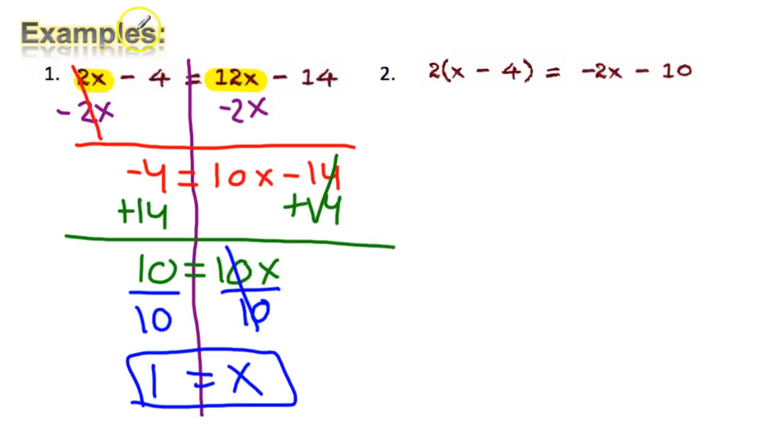You can go back and formally check this. I'm going to try to do this one in my head. So if I put in 1 for x right there, 2 times 1 is 2. 2 minus 4, that's negative 2. On this side, if I plug in 1, 12 times 1 is just 12. 12 minus 14, that equals negative 2. So it's the same, checked, good.